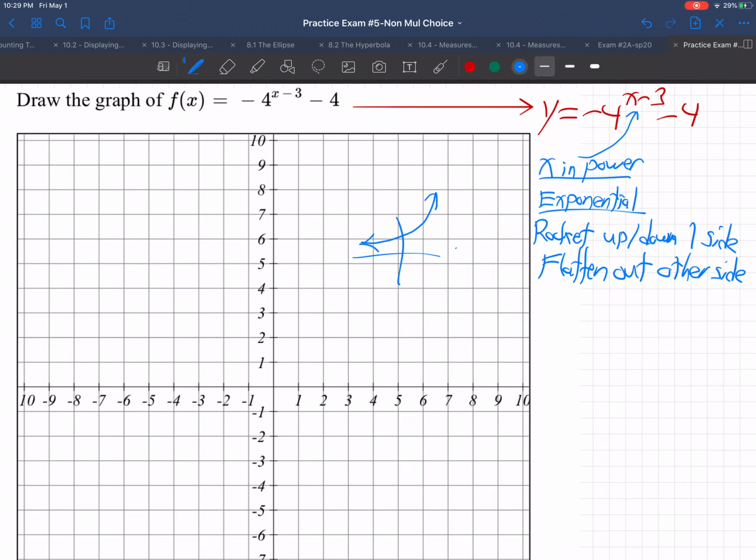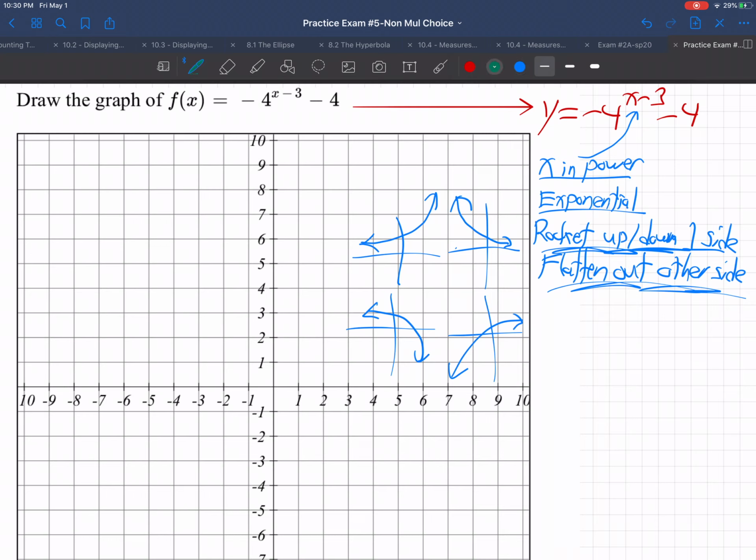It might go the other way, you know? It might rocket up and to the left and come down to the right. It might rocket down to the right and flatten on the left. It might do this. So it can go four different directions: up right, up left, down right, down left. It's going to flatten on the other side. So very important to know that it rockets up or down on one side, flattens out on the other. That's what exponential functions do when they have x up in the power zone.